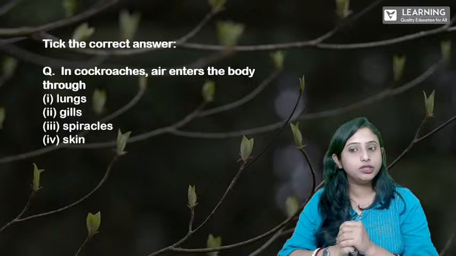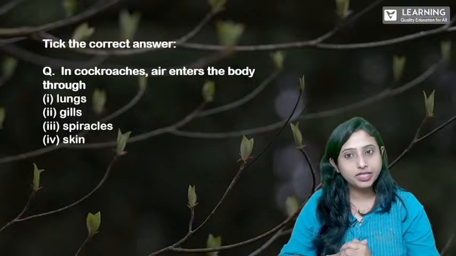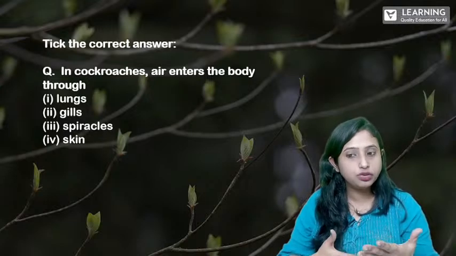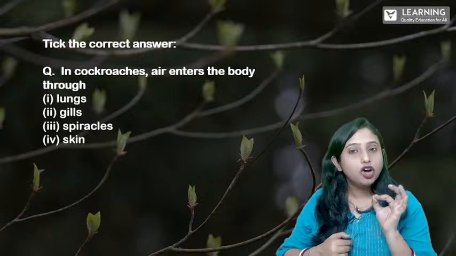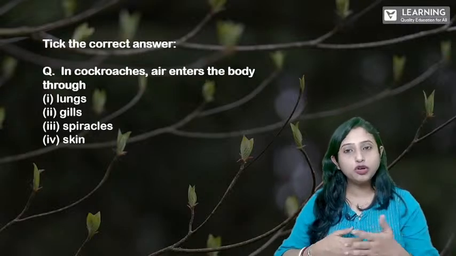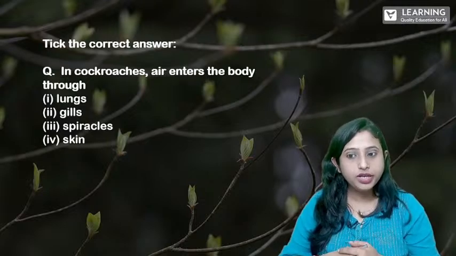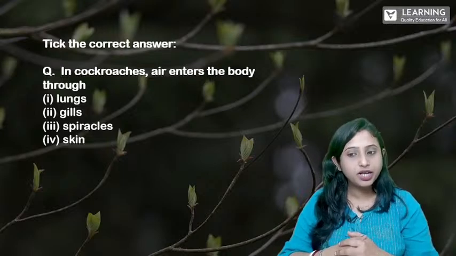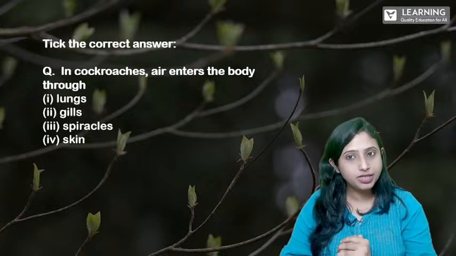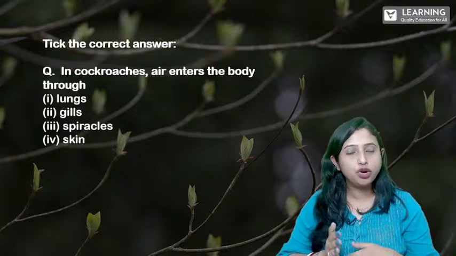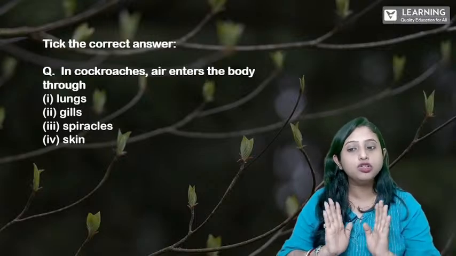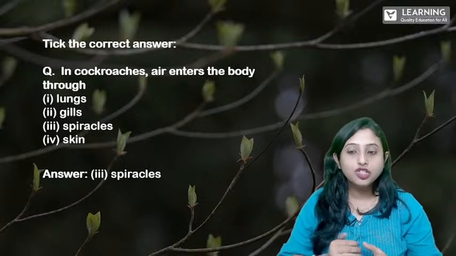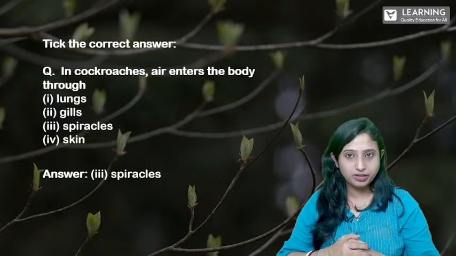Now let us see some of the MCQs from your NCERT exercise questions. Tell me the answer to this question: in cockroaches, air enters the body through the, just now we have seen this. The cockroach has tiny pores, and these pores help in the entry of air. The options are: 1 lungs, 2 gills, 3 spiracles, and 4 skin. Cockroaches do not have lungs or gills, and they do not respire through skin. So the right answer is spiracles. In cockroaches, the air enters through the spiracles.